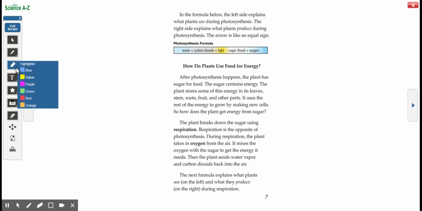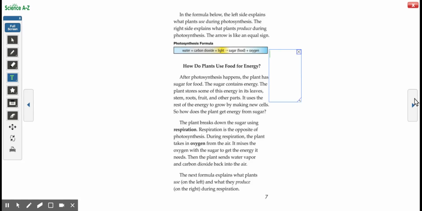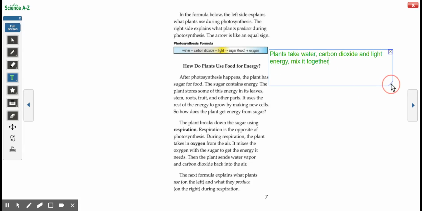So this formula right here, it seems really complicated, but all it's saying is plants take water, carbon dioxide, and light energy, mix it together, and create sugar, which is their food, and oxygen, which is what we need to breathe.